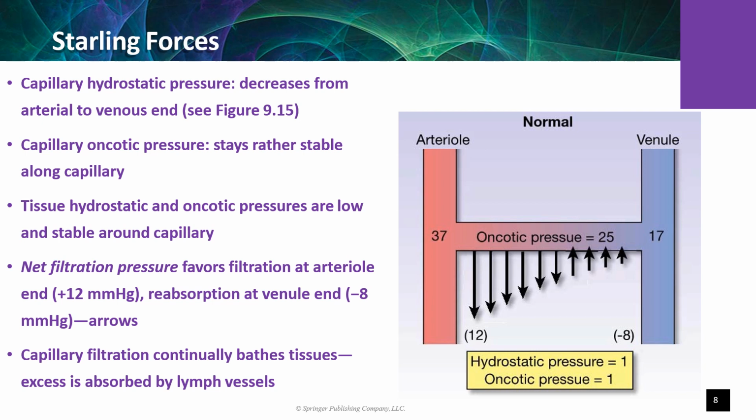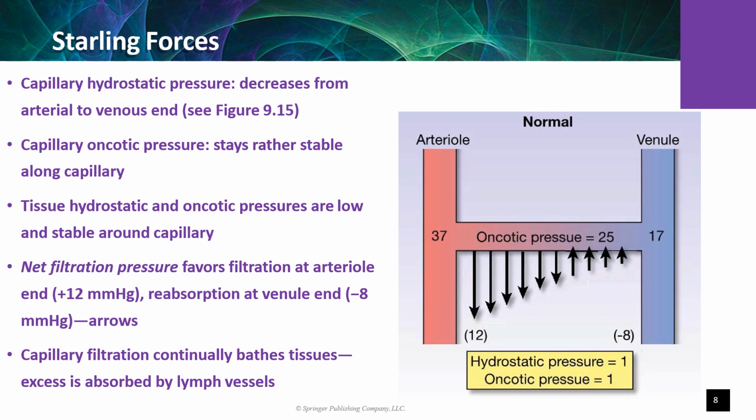Normal filtration and reabsorption along a typical capillary in the systemic circulation. Black arrows in the image represent the magnitude and the direction of fluid exchange. The pressure values are shown in millimeters of mercury. Hydrostatic pressures at the arteriolar and the venous ends are shown in their respective locations.